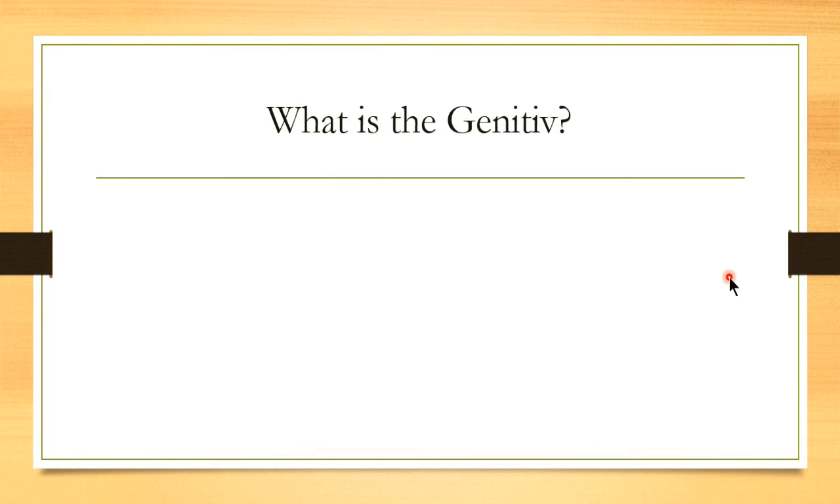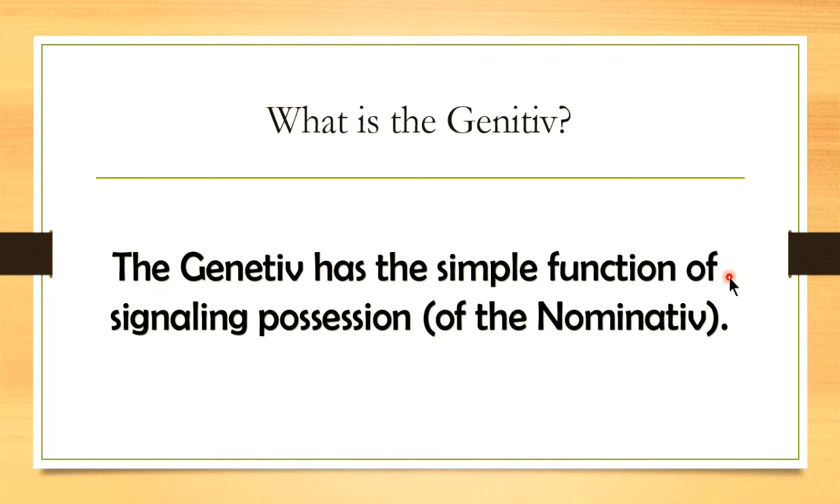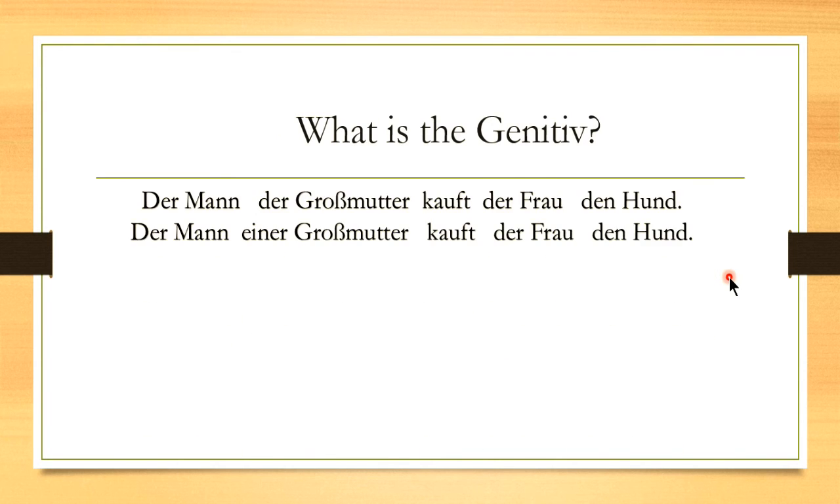Coming to the last case, the genitive. What is the genitive? The genitive has the very simple function of signaling possession, usually of the nominative. All right, let's look at what that means. Der Mann der Großmutter kauft der Frau den Hund. Boom. I know it sounds ridiculous in English, because in English it would literally just mean the man, the grandmother, buys the woman the dog.